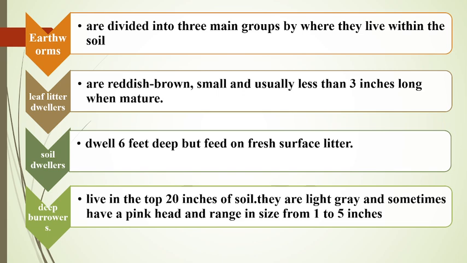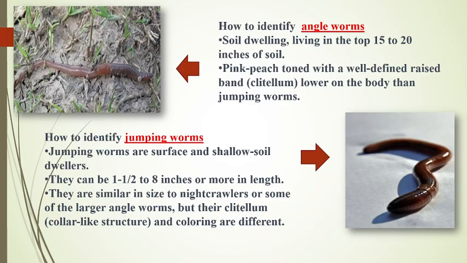Endogeic worms live in the top 20 inches of soil. They are light gray and sometimes have a pink head and range in size from 1 to 5 inches. So these are the three groups on the basis of their living habitat in soil. First is leaf litter dwellers, second is soil dwellers, third is deep burrowers. So here certain species and their criteria to identify are given.